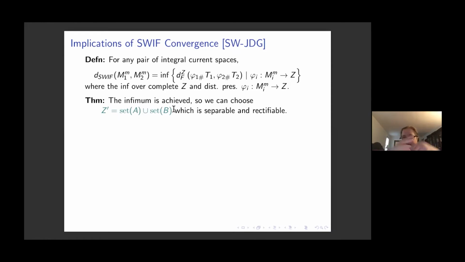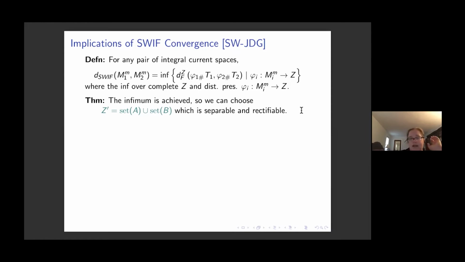The set is of positive density for those two guys. This Z prime is separable and rectifiable. The original Z was just complete. So this Z prime is somehow more useful. And this means that the infimum could have been taken over such Z primes that are separable and rectifiable. Okay, so that's a nice fact, that this definition could have been made with separable and rectifiable Z's.